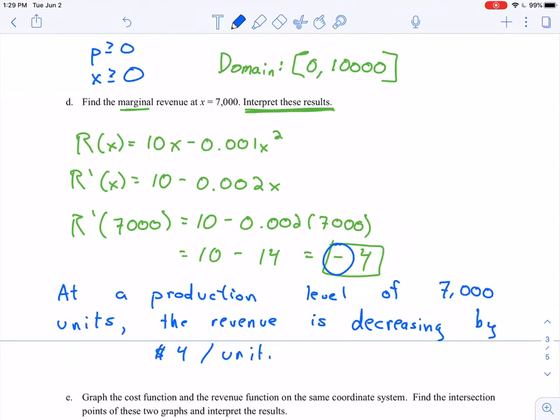So if I'm in a management position and I see that at this particular production level the revenue is decreasing by $4 per unit, if I'm only interested in the revenue here, I might say, let's not increase our production, because if we increase our production, it's going to decrease our overall revenue. So there we go. We have our marginal revenue. We have our interpretation.